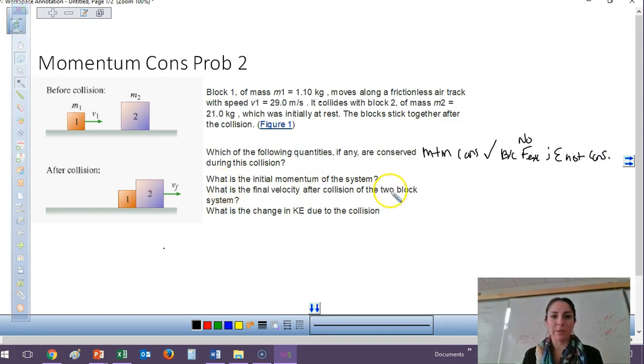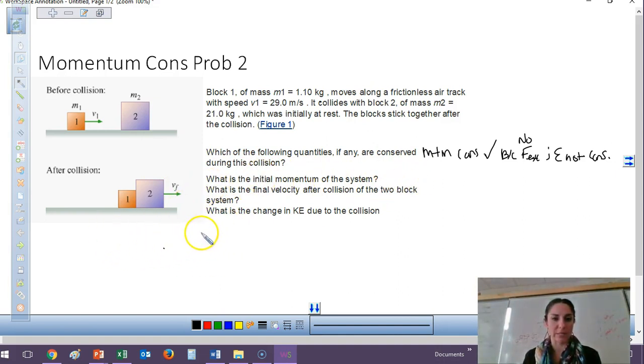So we're going to find the initial momentum of the system, the final velocity of the two blocks, and then the change of kinetic energy during this collision. I was just looking, I thought there was another question. Okay, that's fine. Alright, so let's move on. Let's start with part one. What's the initial momentum of this system?